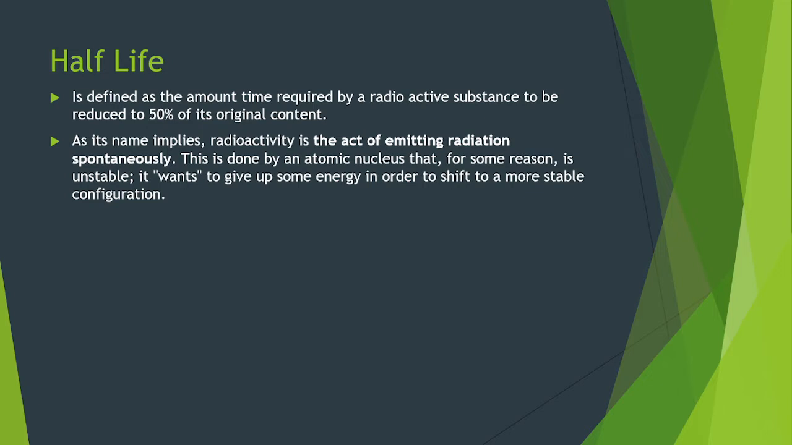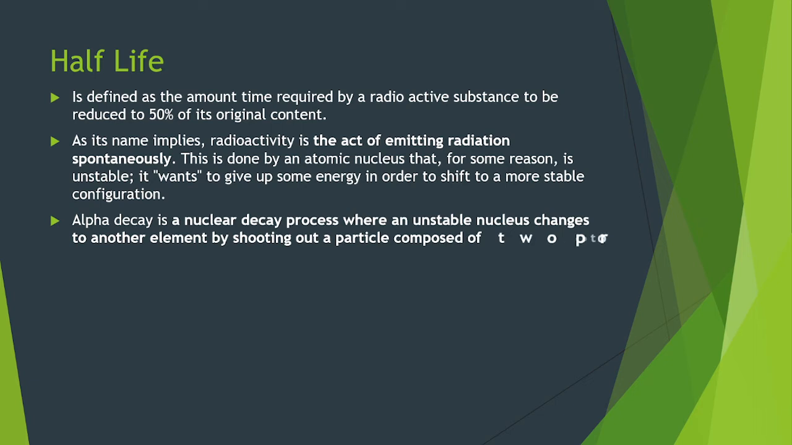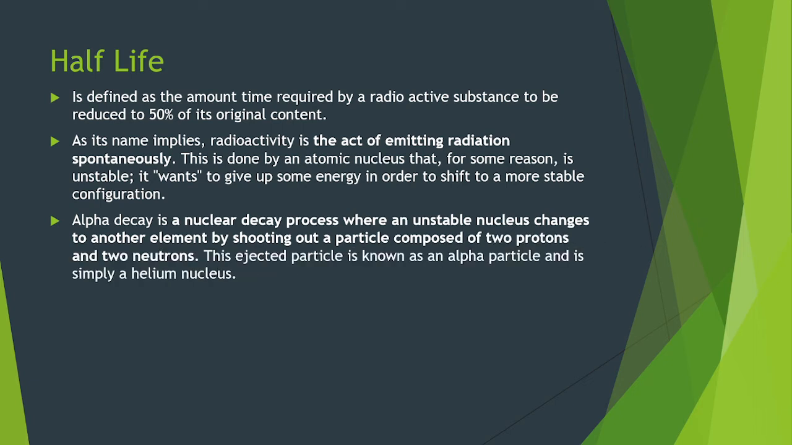So there are decay processes, one of which is the alpha decay, and it is defined as a nuclear decay process where an unstable nucleus changes to another element by shooting out a particle composed of two protons and two neutrons, which is also called a helium nucleus. This ejected particle is also known as an alpha particle and is simply a helium nucleus. The next two are beta decay and gamma ray emission.